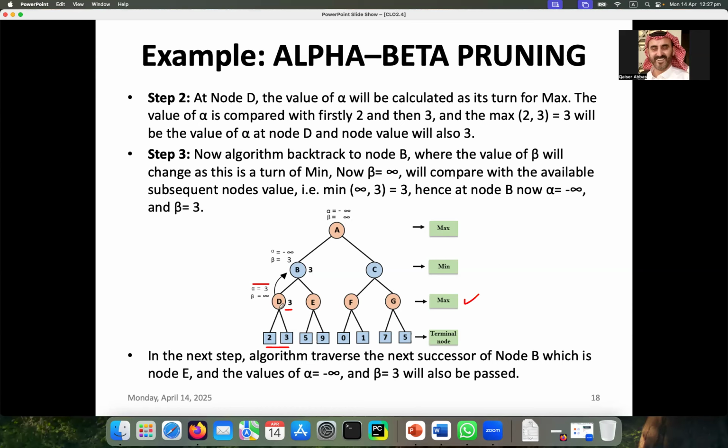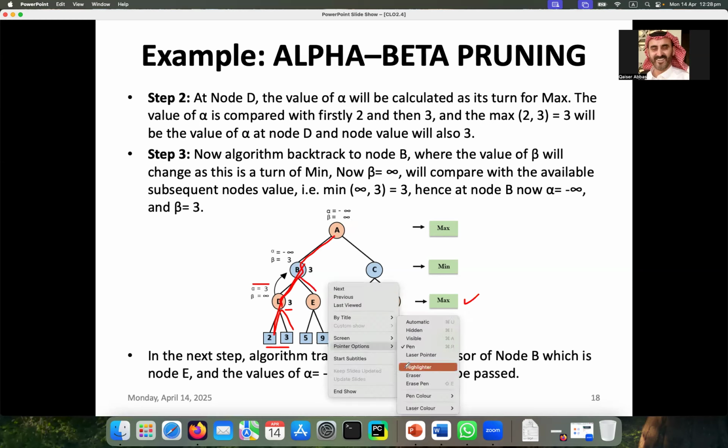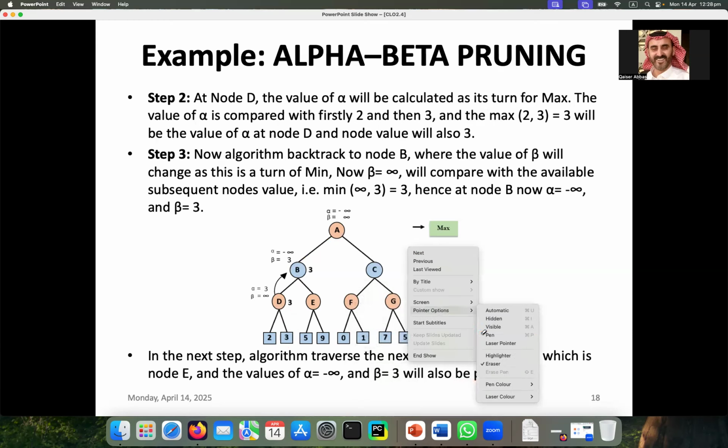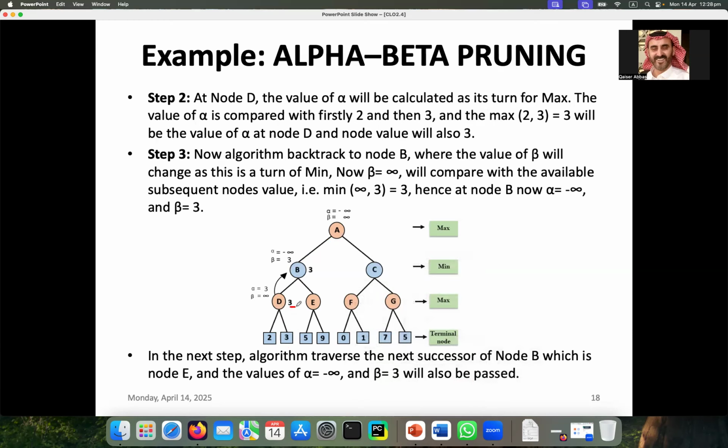And now it is DFS, so you will go like that. You will go like that. So now when it is finished, you will go here and this information will go up here first, and then you will come in this direction. So this information, this 3, this information will go up here.